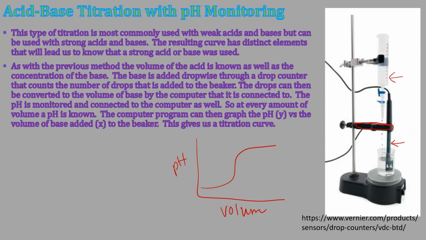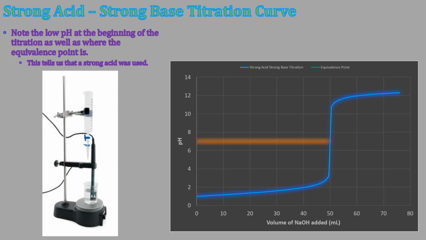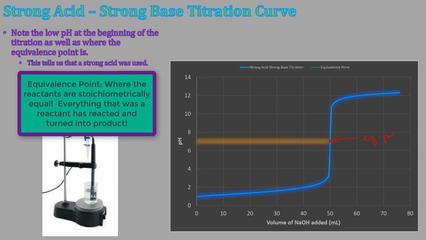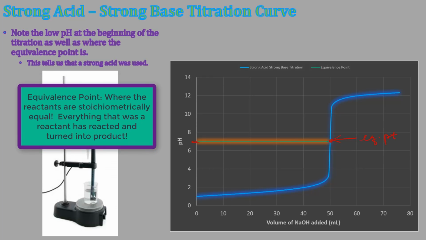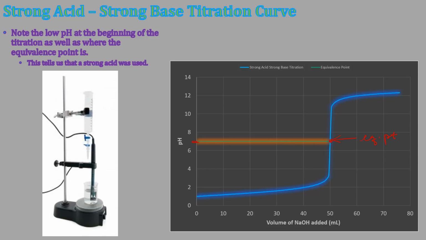Okay, so let's talk about the curve. All right, so for a strong acid, strong base titration curve, it'll look like this. And the equivalence point, which is right here, is right in the middle of that curve. And it's always going to be at pH 7 for a strong acid, strong base. So you can always tell when a strong acid was titrated because the equivalence point is going to be exactly at 7, as long as a strong base was also used. Okay, and your pH is going to start off pretty low. Usually weak acids will start off a little bit higher. We'll talk about those later.